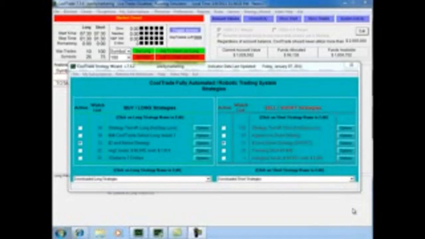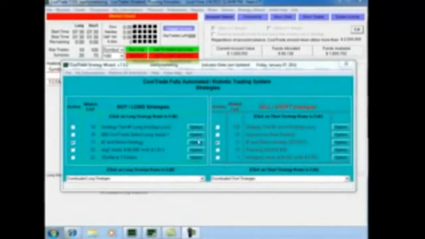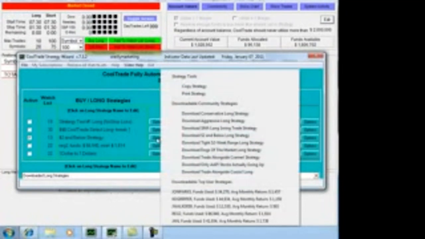Okay, so today I'm going to be showing you guys how you load a strategy. After you download CoolTrade, you'll be able to load 5 long and 5 short strategies. If you click options, there's strategies already available for you straight out of the box, as well as user strategies that are some of the top performing users.